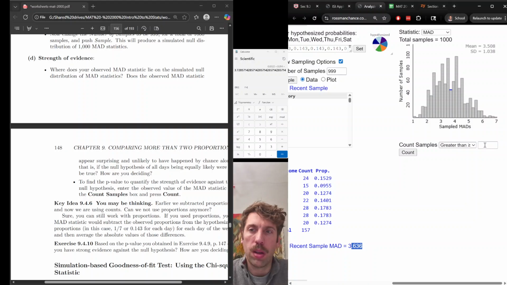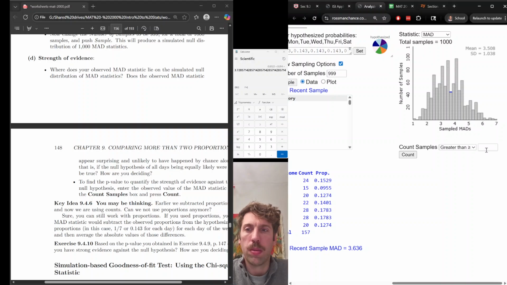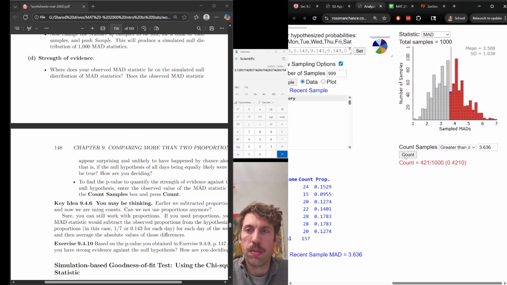Which again shows right here as well. And so I'll do that, and then count. Now, why am I doing only greater than? Well, MADs can only be positive numbers because we're doing absolute value. There's no left side of the distribution. To be more extreme, when you're doing absolute value, is to only be more positive. Closer to 0 is less extreme.